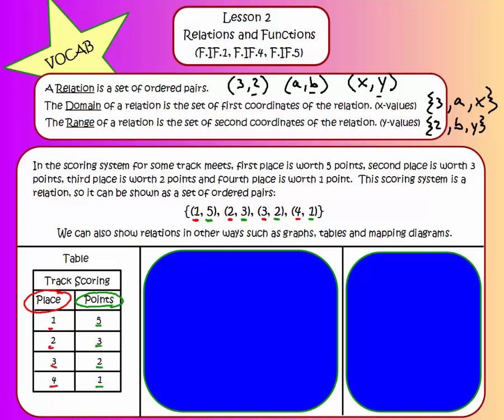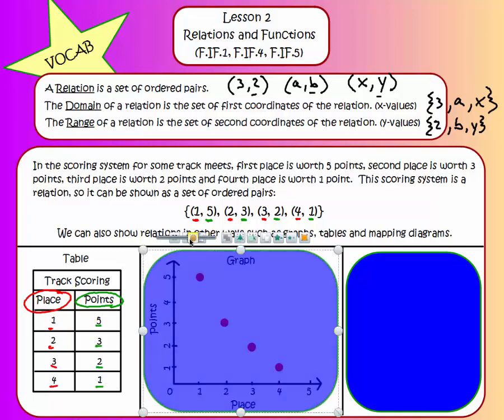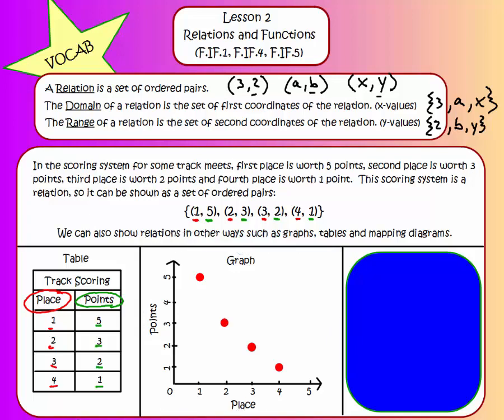Let's take a look at a graph. So we can graph our data as well. If you notice, we have the place the racers came in going along the bottom. Oops, let's use red here. And we have the points they scored going up. Now whenever we have a graph like this with two axes, this is our x and this is our y. The horizontal is the x, the vertical is the y.